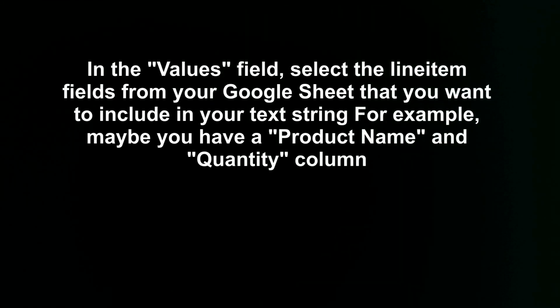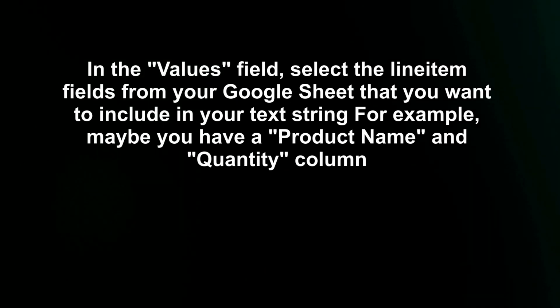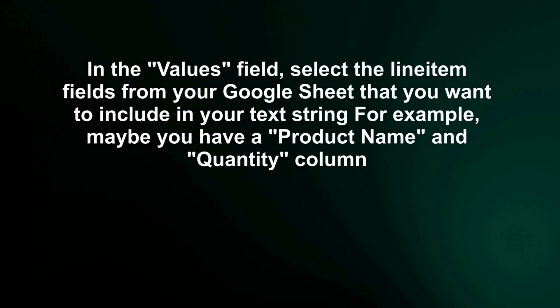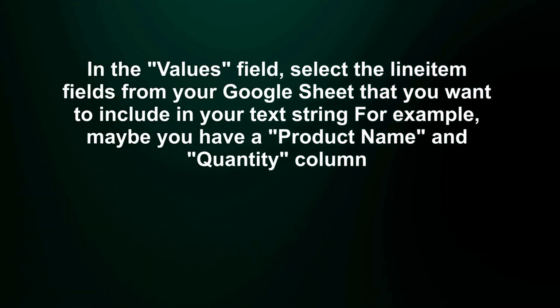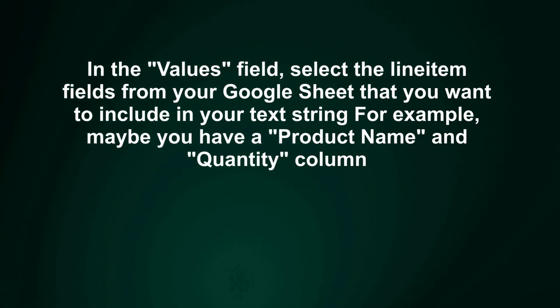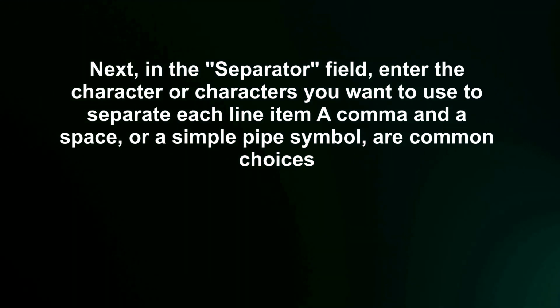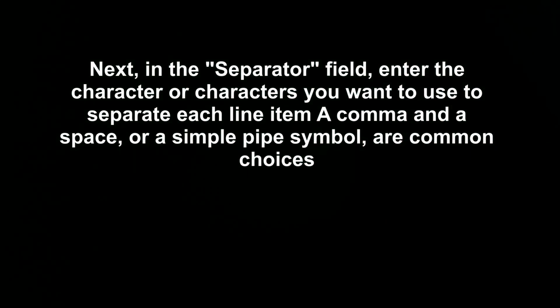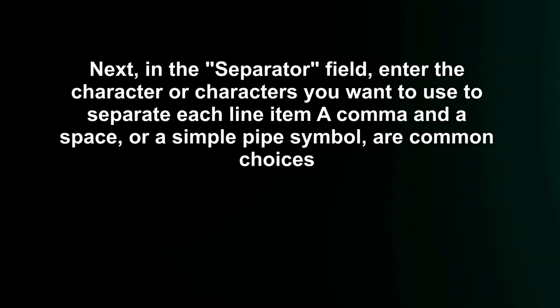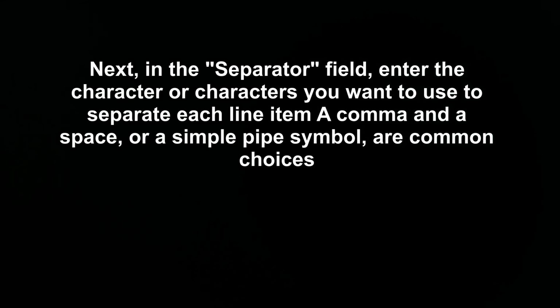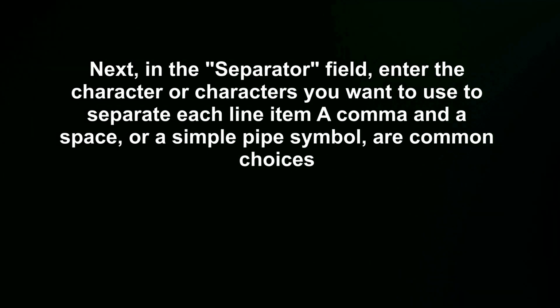In the Values field, select the line item fields from your Google Sheet that you want to include in your text string. For example, maybe you have a product name and quantity column. Next, in the Separator field, enter the character or characters you want to use to separate each line item. A comma and a space, or a simple pipe symbol, are common choices.